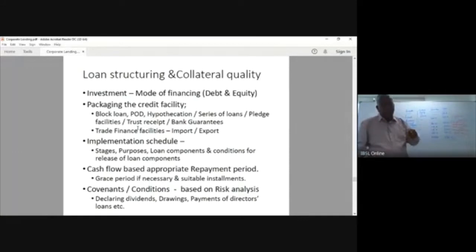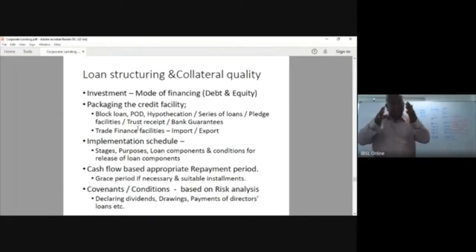But if a company wants to import raw materials, also purchase raw material locally, produce items, and sell locally as well as export, then you have to provide more and more facilities. So that we may do later. But now you have to understand this one. We call it trade finance facilities. Trade finance facilities we have to provide.